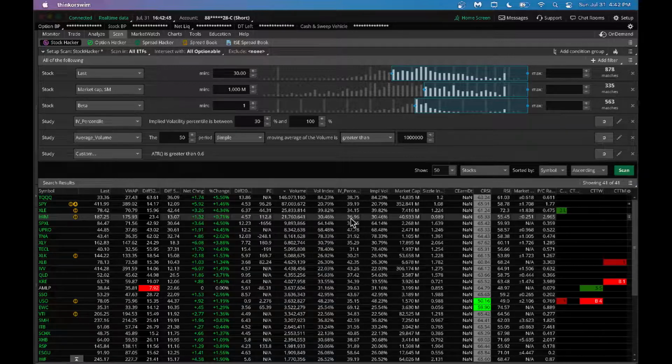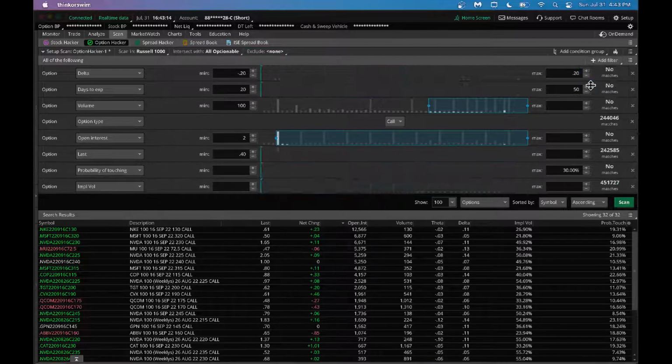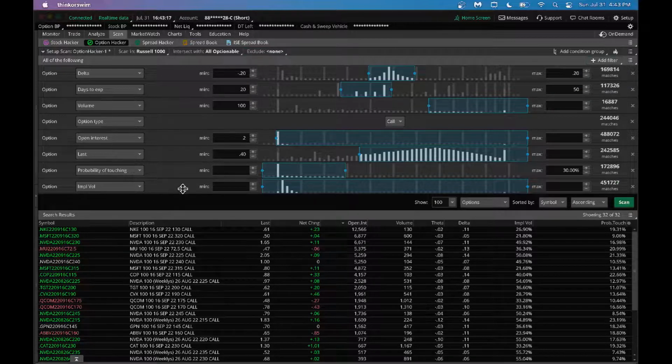Look, we got IWM. IWM is 36, SPY is 39. You could sell some put options way below and make some good money. In the meantime, let's go to Option Hacker and see what we can do here. We got all optionable, and we got exclude here. We got all these things going on here, and let's try to add an option filter and go to option. We are adding an option filter here, and look, we got implied volatility.